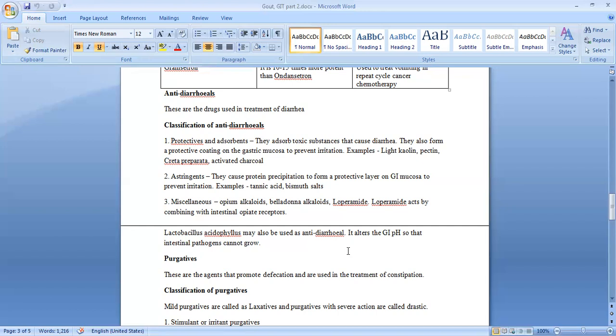Then many times they also give this microorganism called Lactobacillus acidophilus. What it does is it will change the gastric pH in such a way that intestinal pathogens cannot grow in that pH. So if your diarrhea is being caused because of growth of bacteria, then that growth will be prevented because of this lactobacillus.